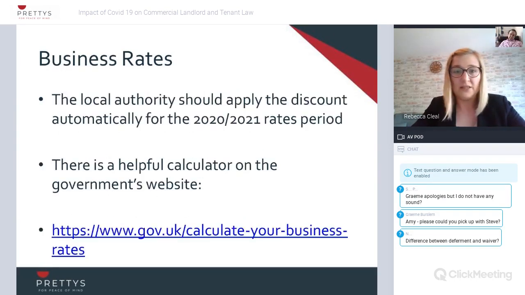If you do want to have a look at it in more detail, there is a recent government website, with the link in the slides. The local authority should have automatically applied your discount already for the 2020-2021 period. So if you're not sure, dig out your business rates bill, have a look at it and see what it says. And if it doesn't, get straight on the phone to your local authority's business rates team and have a word.